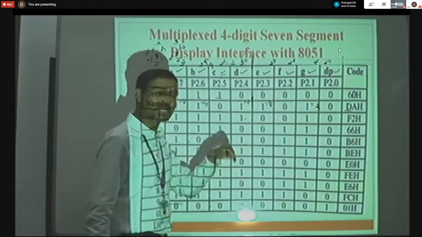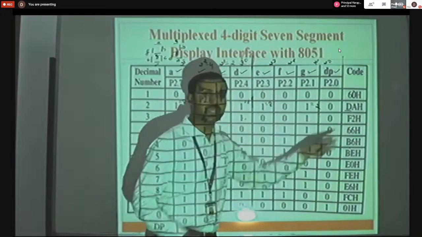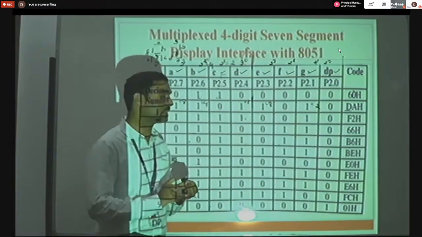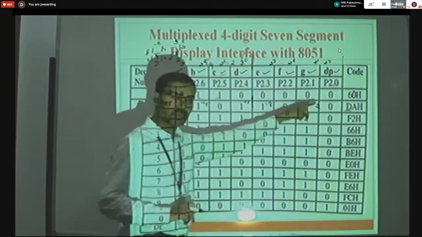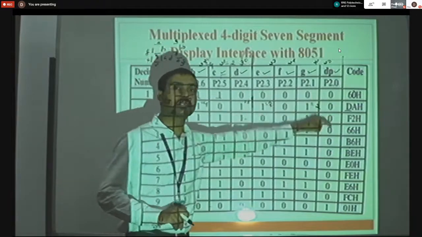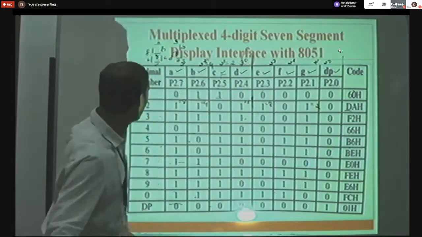But in terms of hexadecimal, 10 is nothing but A. A is 10, B is 11, C is 12, like this. F is nothing but what? Finally 15. That's why DA is the hexadecimal code we should use in the program.